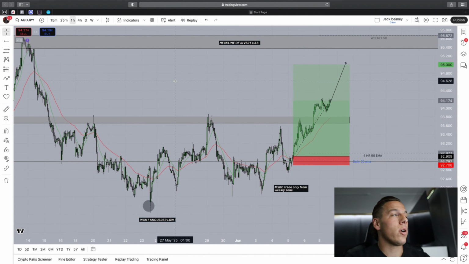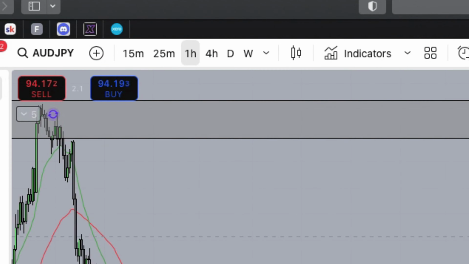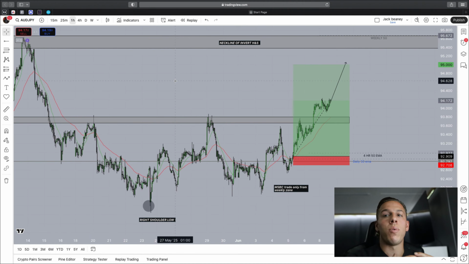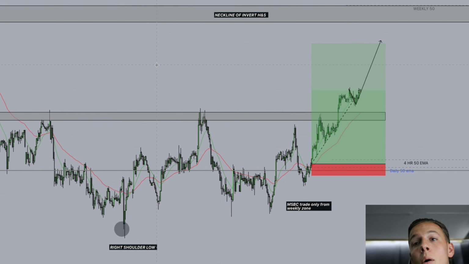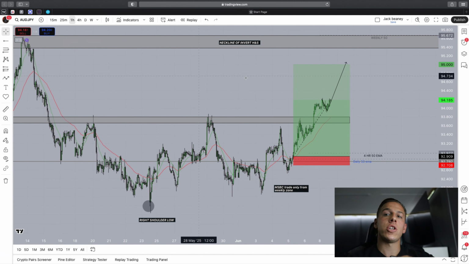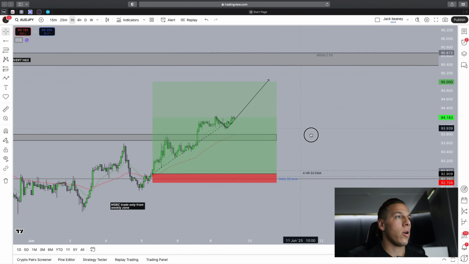So that's what we'll reverse engineer from here. What we're looking at here is we're now going to go back to the weekly time frame and work out where our support and resistance is and how we're going to use that to then set this trade up and then work out how I place the trade from there. So we're just going to reverse engineer everything that we did. So we're going to go weekly time frame.